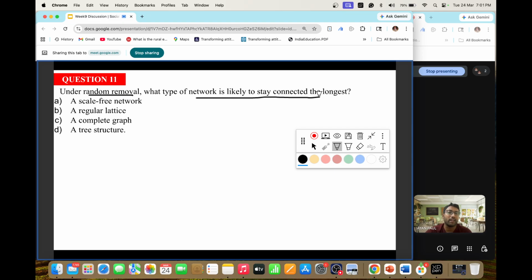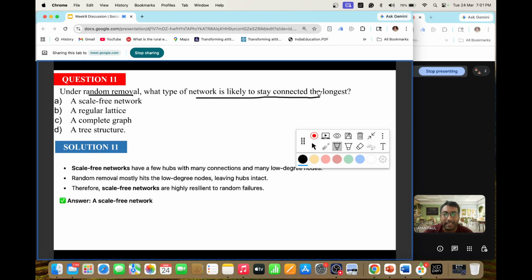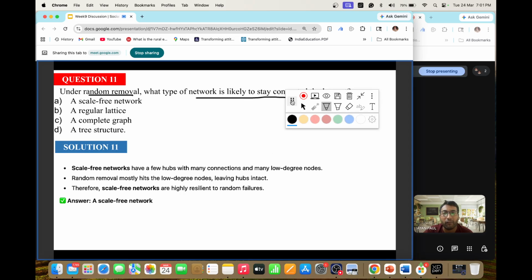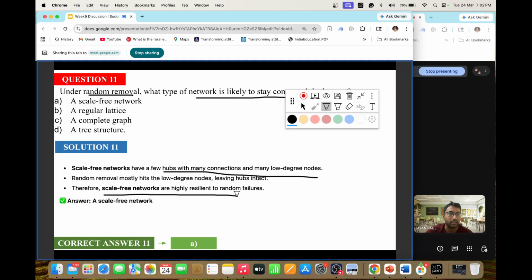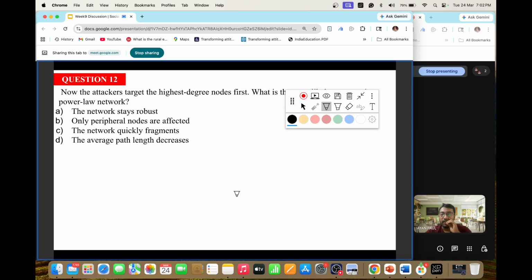Random removal. So when you have random removal, option A, the scale-free network, which follows the power law distribution, will stay connected the longest. Scale-free networks have a few hubs with many connections and many low-degree nodes. Random removal mostly hits the low-degree nodes, leaving hubs intact. Therefore, scale-free networks are highly resilient to random failures. So option A is the correct answer over here. Let's move to the next question.